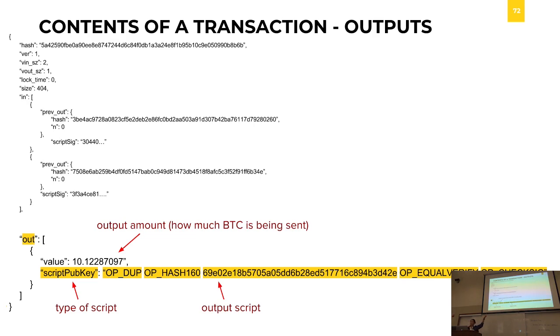That's also kind of important. And then the script pub key, which is a script. So it's something called an output script, which we'll also talk about. But this is in the outputs, and we have a value, and we have something called a Bitcoin script. And that's basically what you need to know for now.